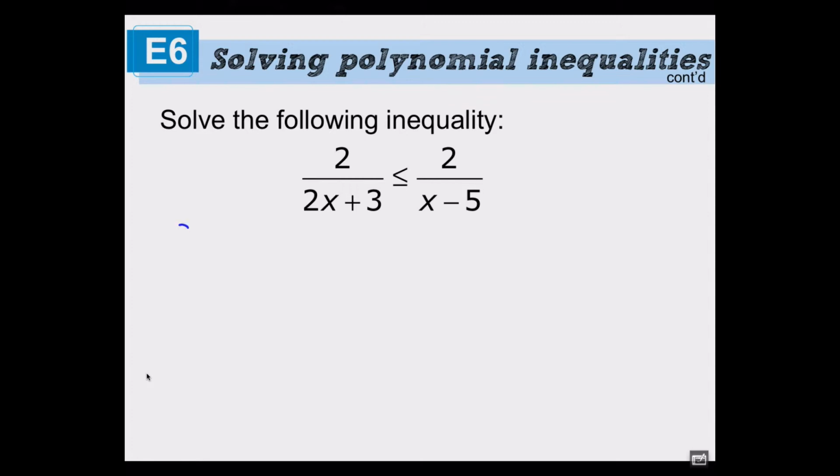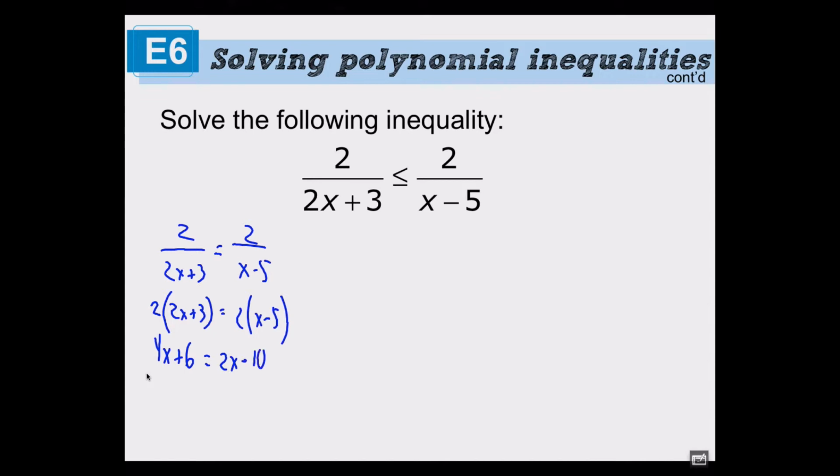So I get 2 over 2x plus 3 is equal to 2 over x minus 5. How do I solve that? Cross multiply. Be careful when you cross multiply that you put this in parentheses. And so 4x plus 6 is equal to 2x minus 10. So 2x is equal to -16, so x is equal to -8.